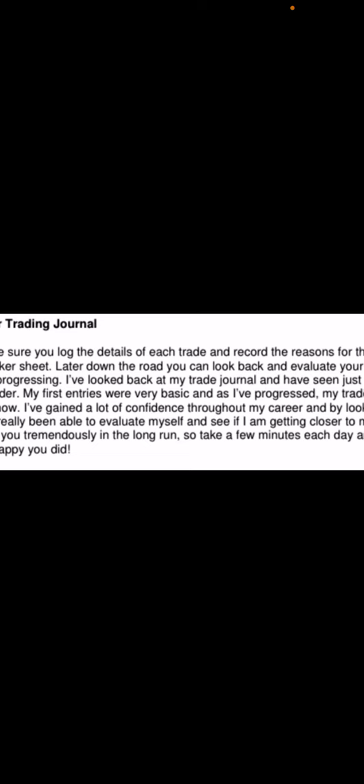And I've looked back at my trading journal, and I've seen just how much I've grown and also just gained as a trader. My first entries were very basic, and as I've progressed, my win rate went up, and it's something good, because eventually you will just repeat each and every thing. It's just a basic trading plan.